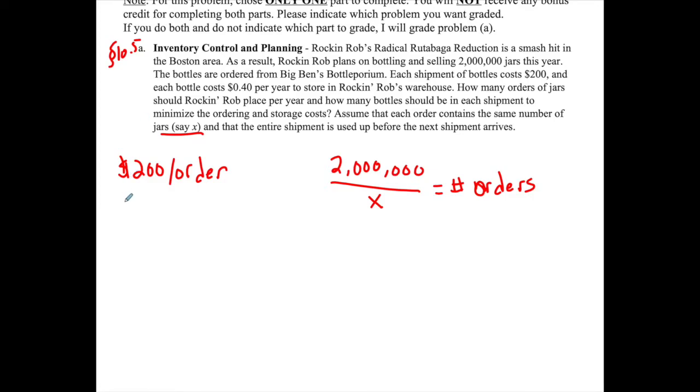Also remember that X over 2 represents the average bottles in the warehouse. Okay, because we know that the entire shipment is used up before the next shipment arrives. So at any given time, if we buy X jars, right, the number of jars in the warehouse is going to be fluctuating between a maximum of X when we just got it to 0 when we run out. So we do X divided by 2 to indicate the average.